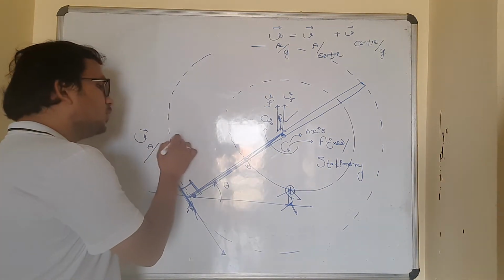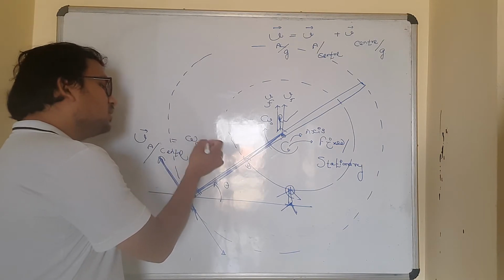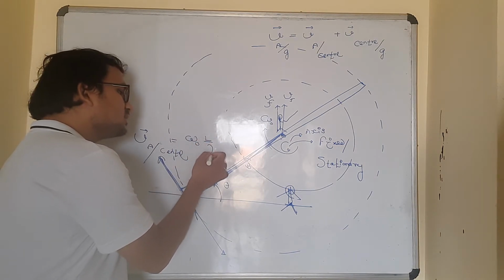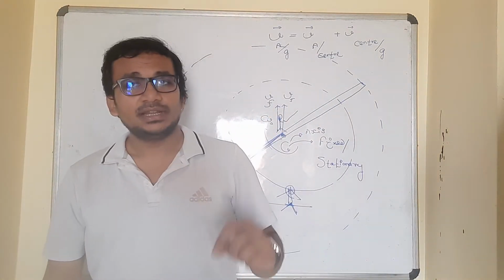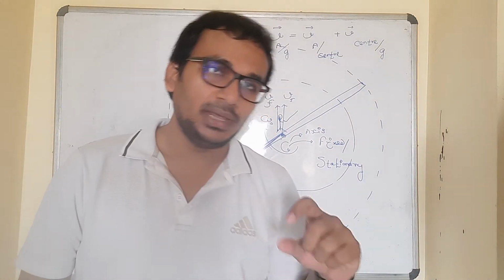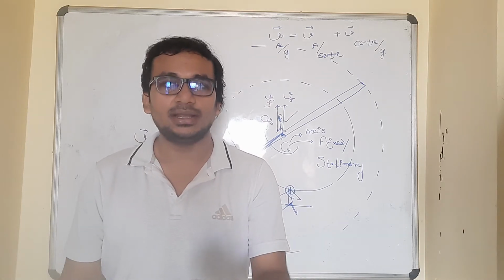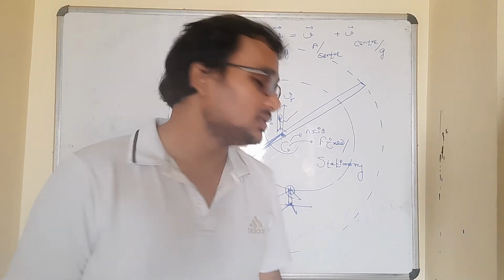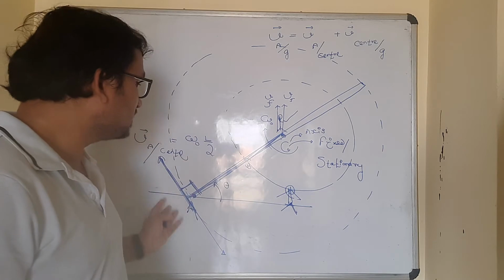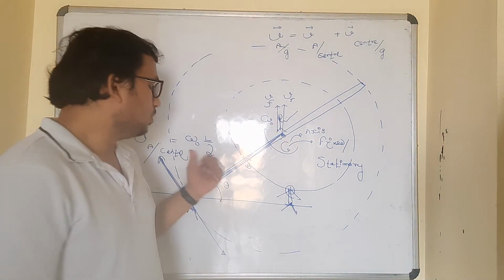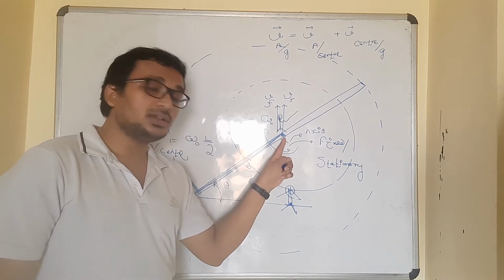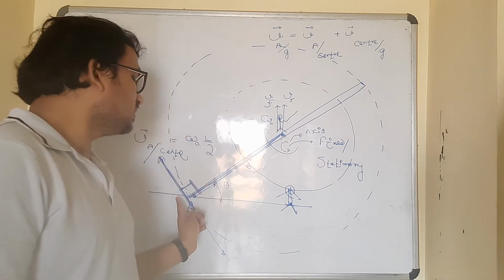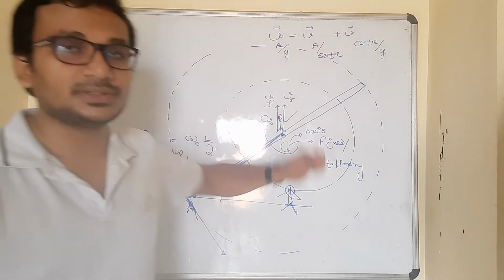And that should be equal to what? Omega naught into the radius. And what is the radius? L by 2. Whenever any point moves in a circle, the velocity at any instant is given by omega into r, and the direction is tangential, perpendicular to the radius. So the magnitude will be omega naught into L by 2, because the center of mass of the rod is the center for this circle in which point A is moving.